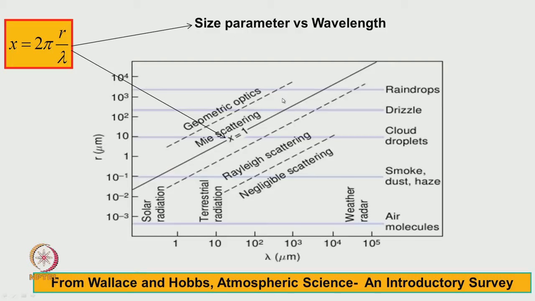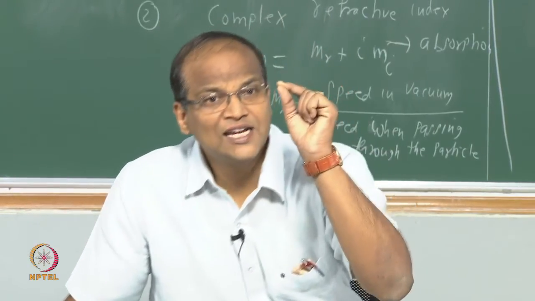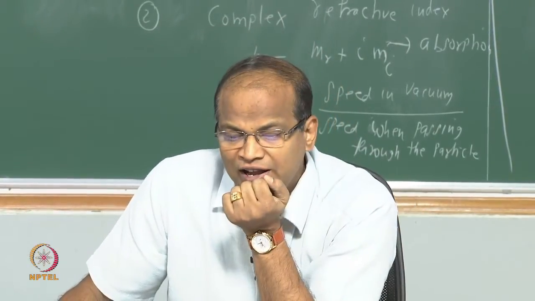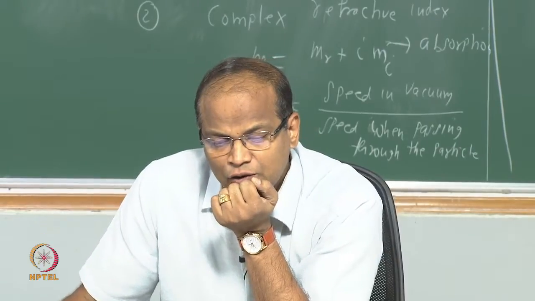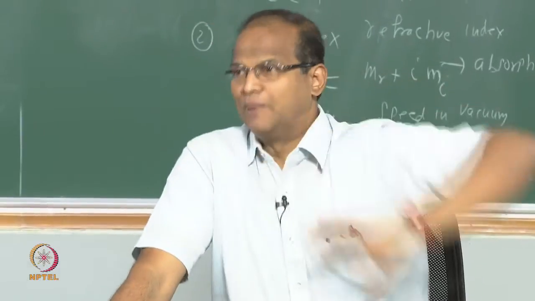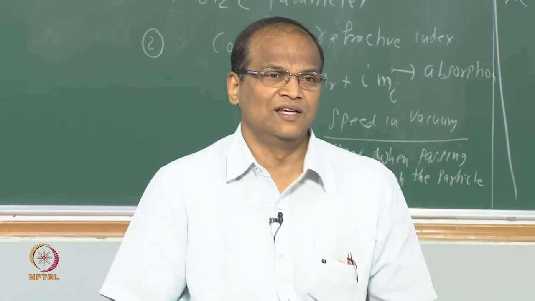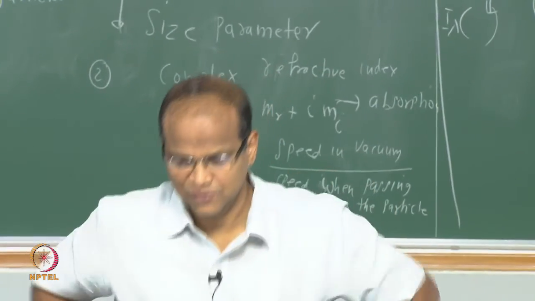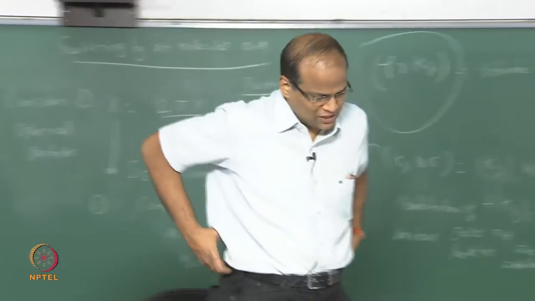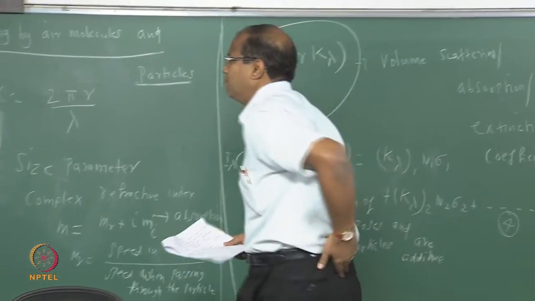Correct? Drizzle, rain. I want to find out what is the radiation coming in the microwave part of the spectrum in a raining atmosphere. I will have to use geometric optics or Mie scattering theory, right? Which is quite tough and involved. Okay. So depending on the size of your particles, depending on your lambda, you will have to apply different scattering theories. Is that okay? So this is basically the sum and substance of this. Now, particles.